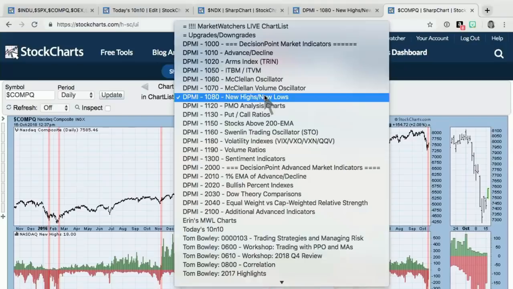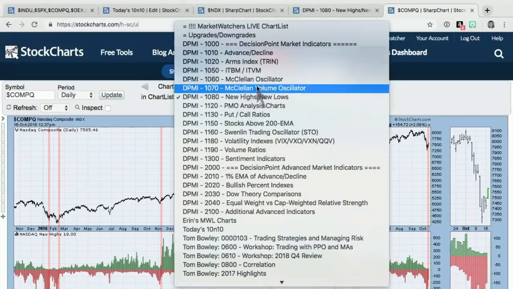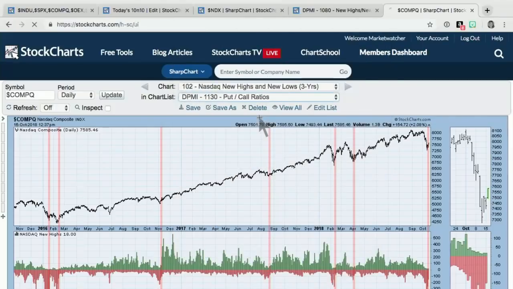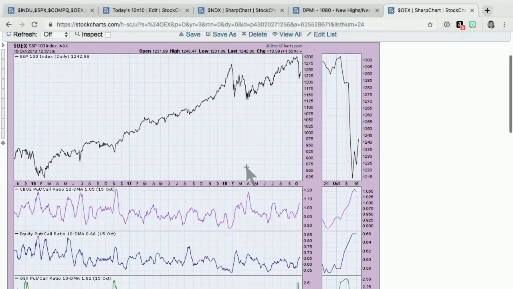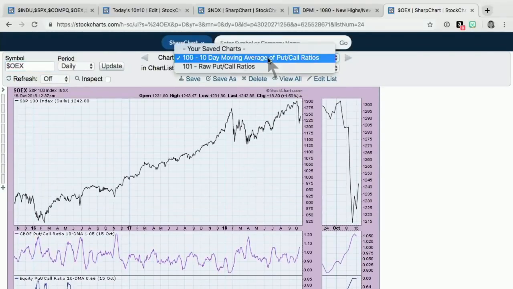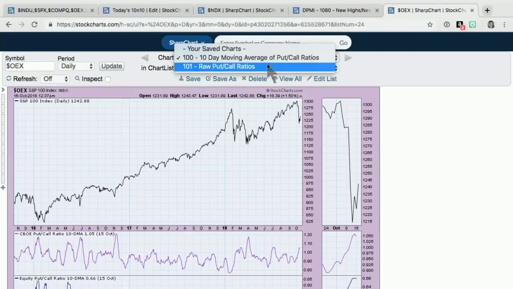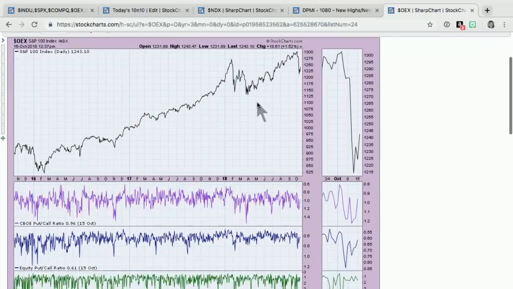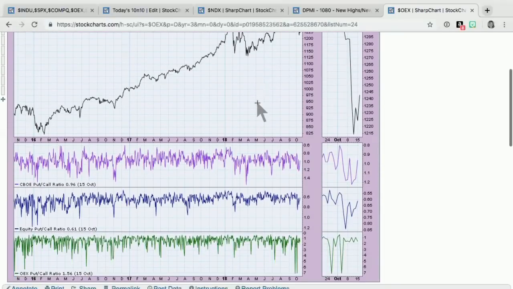All right, so let's see, what are we going to look at next? Let's go to the put call ratios. All right. And with these, we have it just for the OEX is shown, and then the raw put call ratios. So that's how we have these. I go over with you on Fridays when I do the sentiment report, because looking at put call ratios, again, it can give you an idea of when the market is particularly oversold.